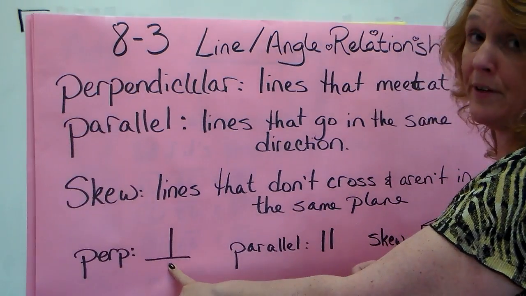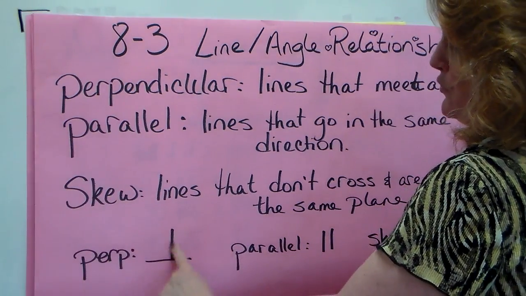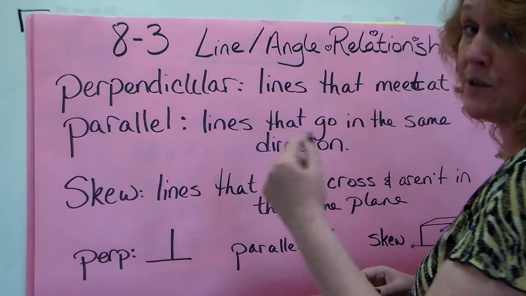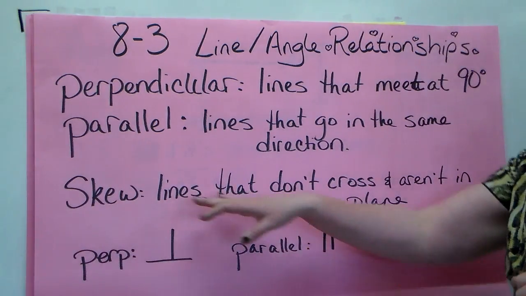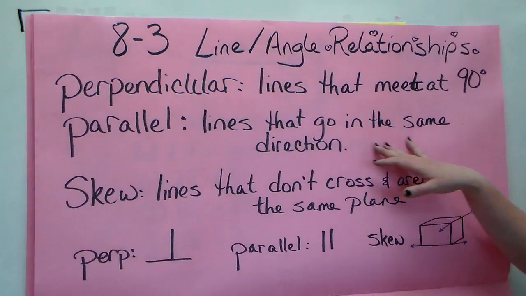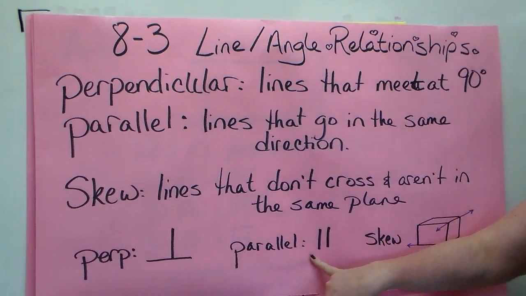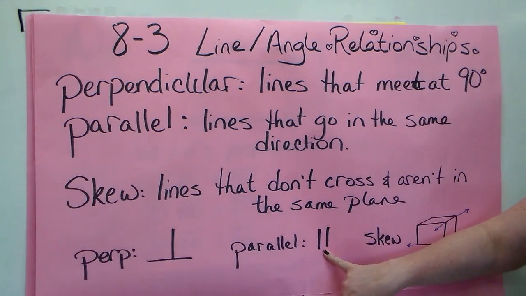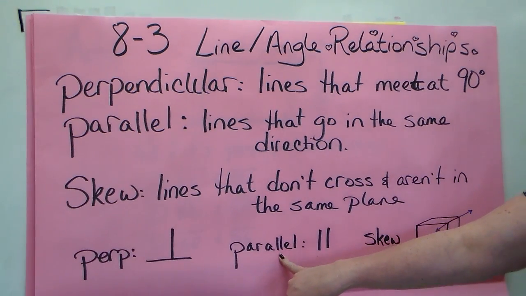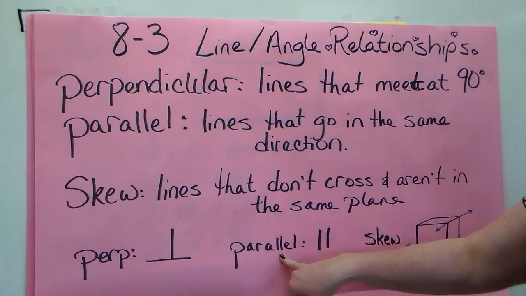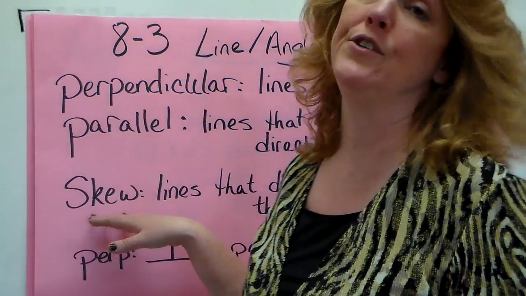We have a little shorthand for that, so you can say line AB is perpendicular to line CD because we love shorthand. And then we have parallel lines. These are lines that go in the same direction in the same plane. And that shorthand is right here. It looks like the two L's in the middle of parallel. Help you spell it.